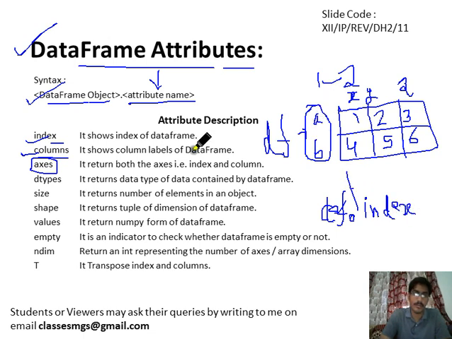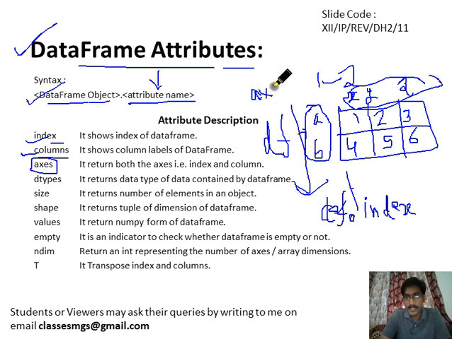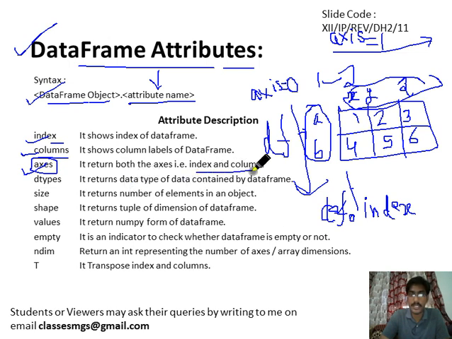What will it print? A comma B. If you write DF dot columns, it will print X, Y, Z. If you write axis, the row is known as axis 0, and the column is known as axis 1. Keep that in mind. This is known as axis 1 and this is known as axis 0. So if you want to print the axes, you will write df dot axes. It will print both the index and column axis.